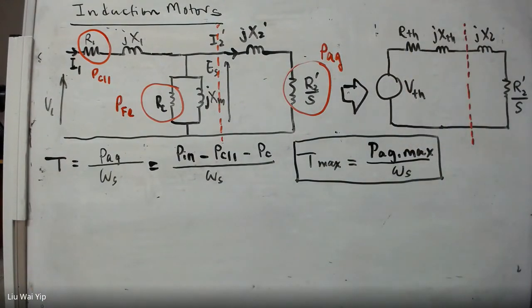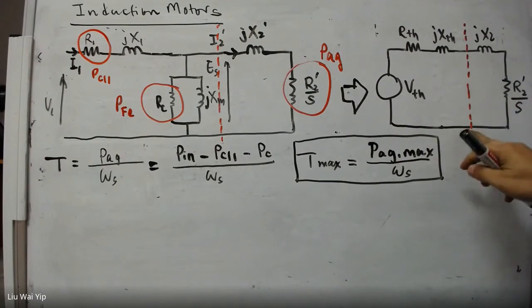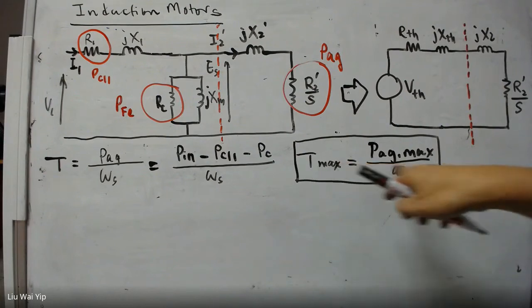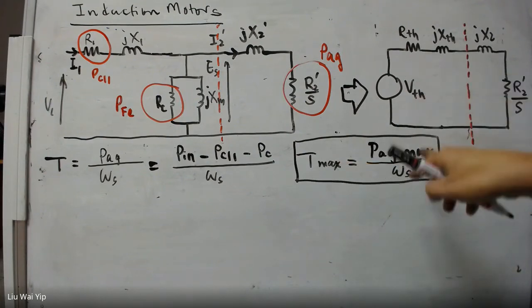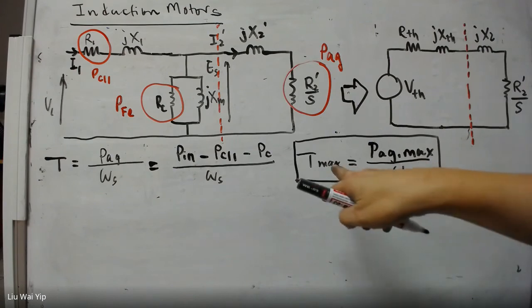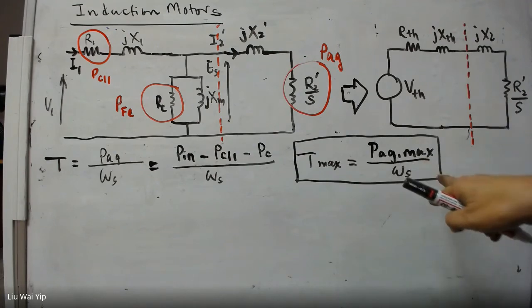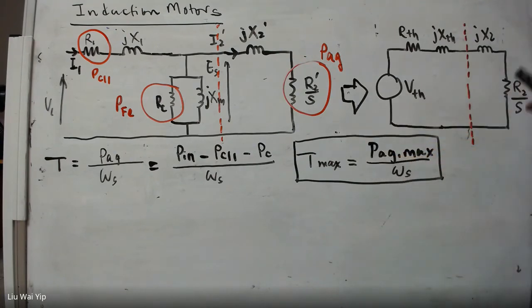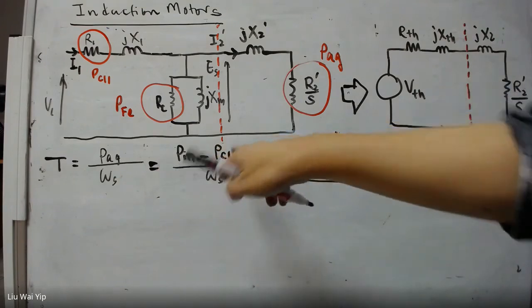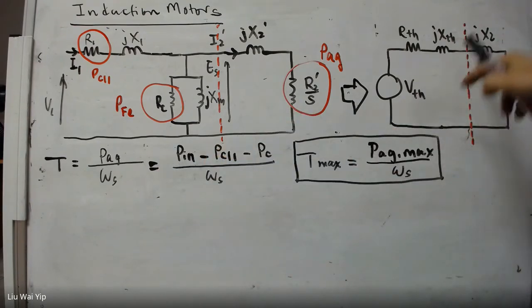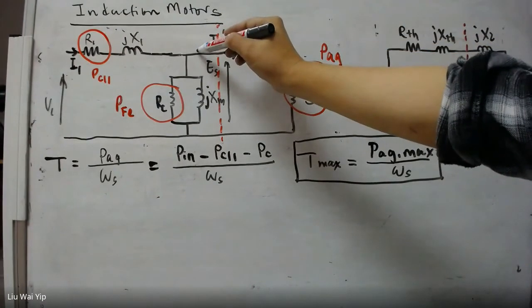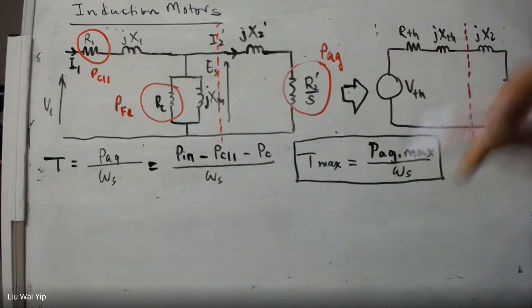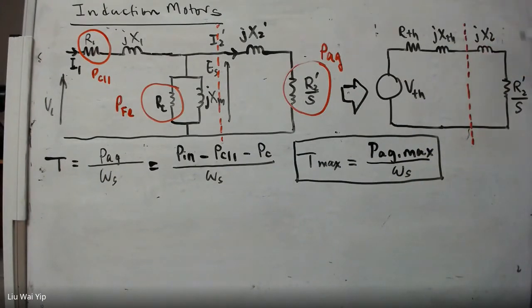We have already got this. We know that the maximum power is going to end up with the maximum torque according to this equation, and the air gap power is this much. And it can be calculated according to the current here. And for now, the current here is I2 dash, which is the referred current from the rotor. So let's write down here.